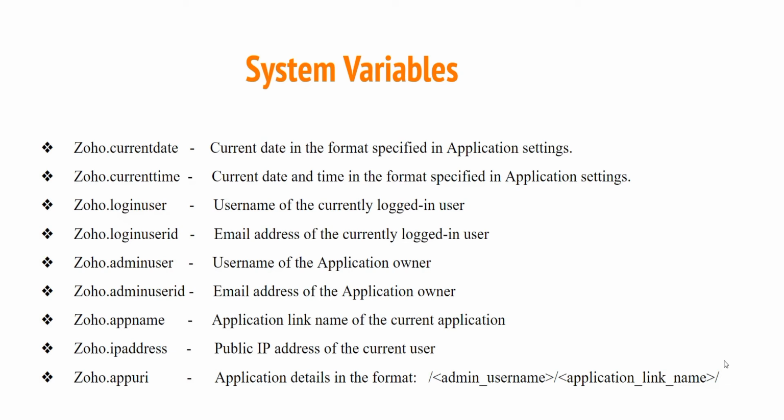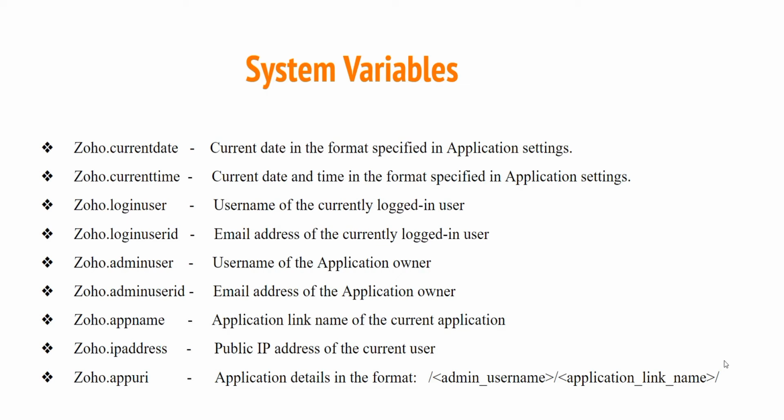Now moving on, Zoho Creator has predefined variables called system variables. I will declare these system variables for you here. Zoho.currentDate is the current date in the format specified in the application setting. Zoho.currentTime is the current date and time in the format specified in the application setting. Zoho.loginuser is the username of the currently logged in user. Zoho.loginuser_ID is the email address of the currently logged in user.